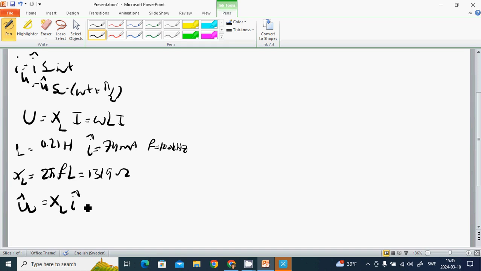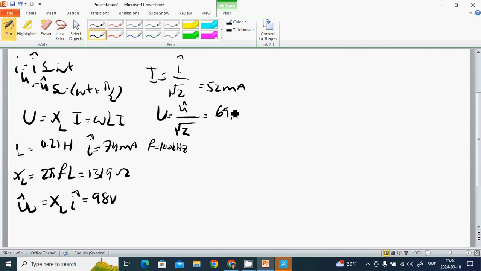We know about the I top and the XL we calculated here, and it is 98 volts, and I equals to I top divided by 2 squared, and it is going to be 52 milliampere, and the U equals to U top divided by 2 squared, and it is 69 volts.